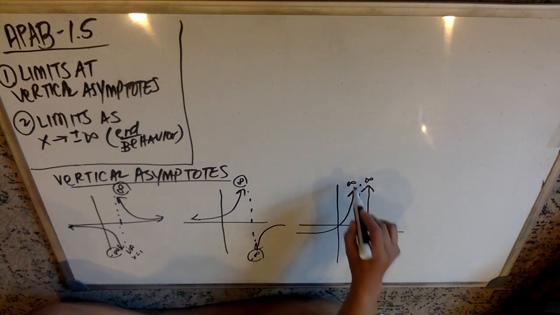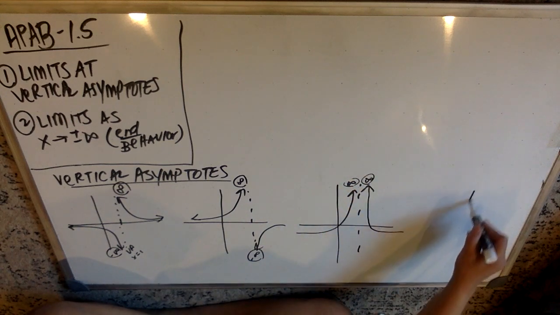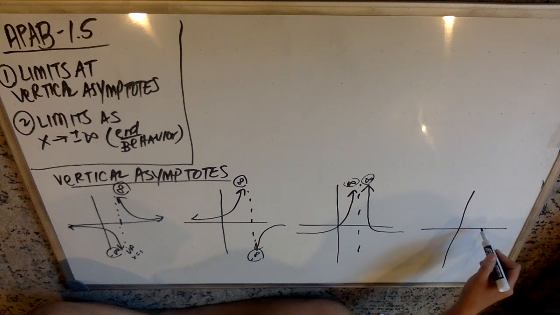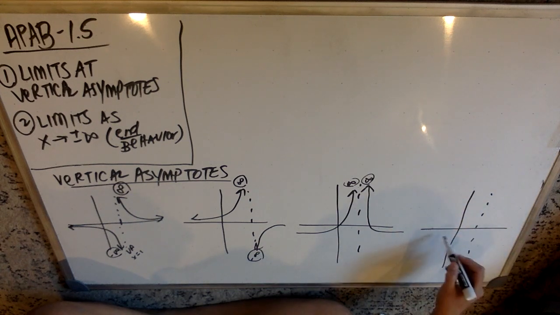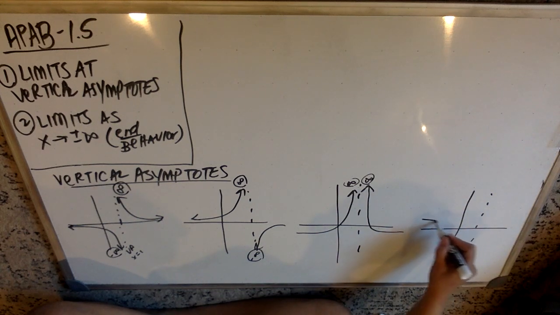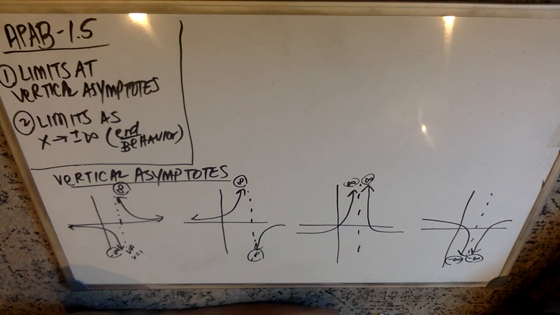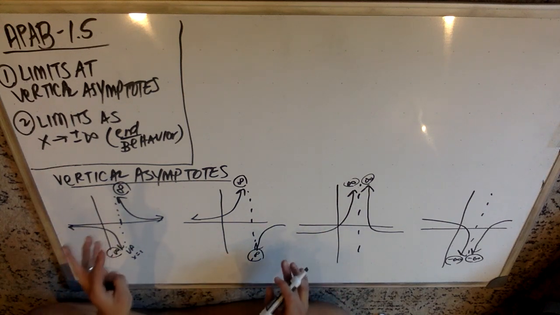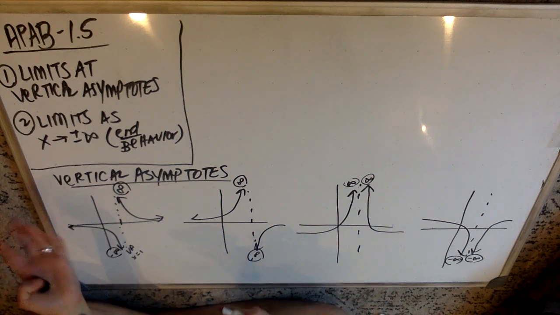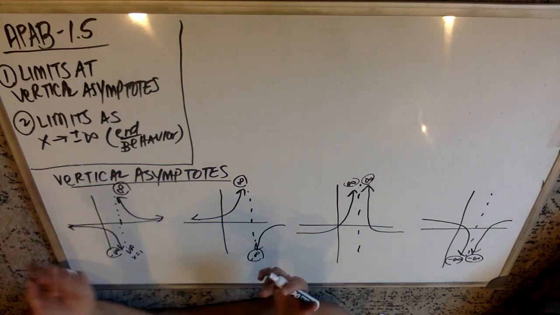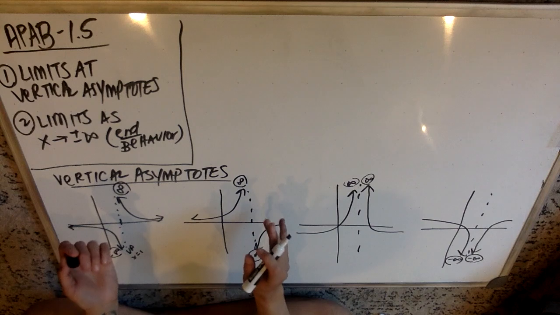And then the fourth option, and I will have a caveat to that in a sec, is that they could both go down like this. So down and down, negative infinity and negative infinity. So there are 4 main options. Now, the caveat is that there are certain specific cases where a function literally only exists on one side or the other, and we'll talk about that.